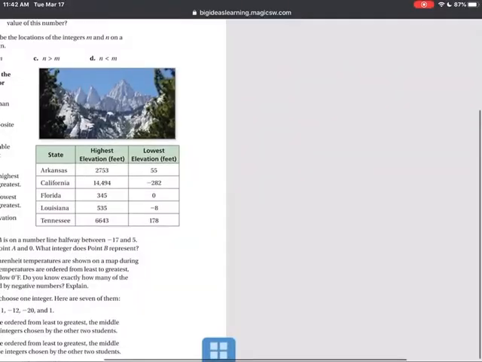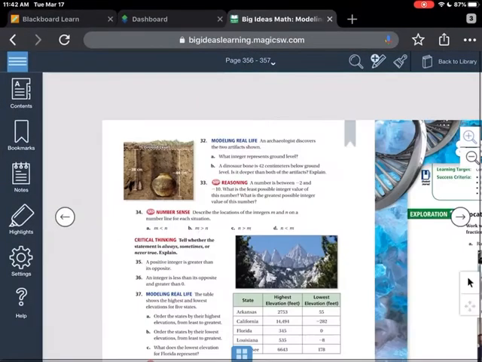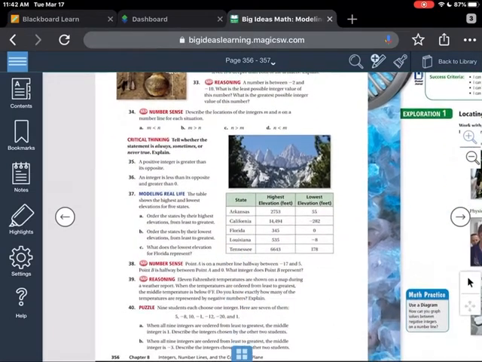So down here, oh boy. Yeah, this iPad doesn't like this app. Sorry, guys. Okay, if you look at this one with the mountains and the little chart below it, it's saying highest elevation, lowest elevation. These are relative to sea level. Okay, sea level is 0.